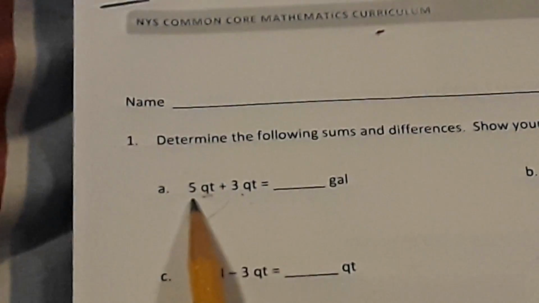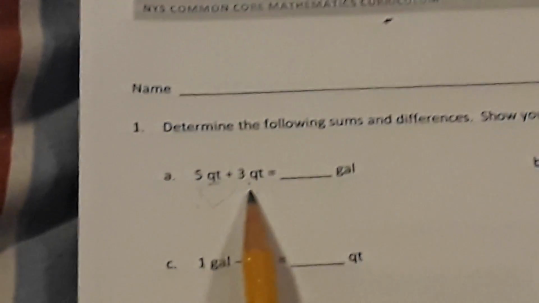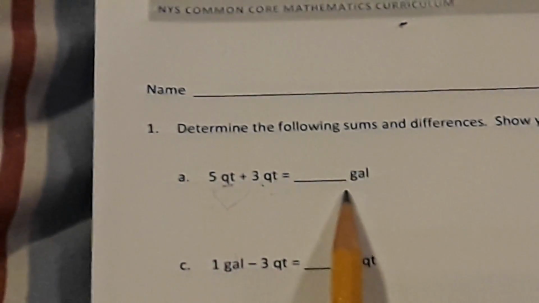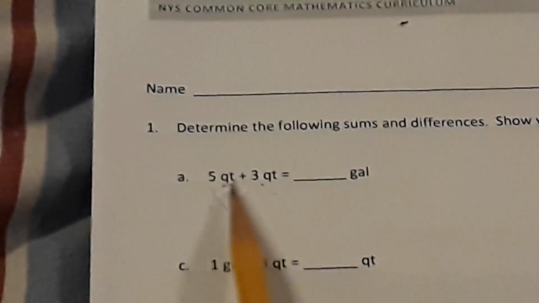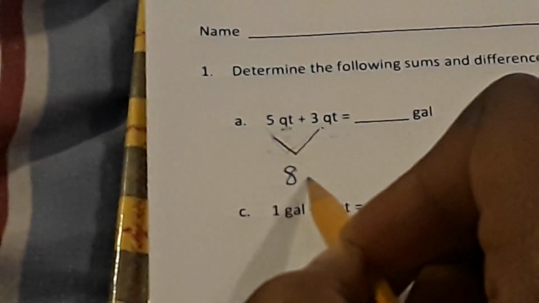For example, number 1A is asking you to combine 5 quarts and 3 quarts and figure out how many gallons we're going to have. As I told them in class, this is just like adding and subtracting fractions. You have to have like units. So you're adding quarts to quarts. You would say 5 plus 3 would give you 8 quarts.